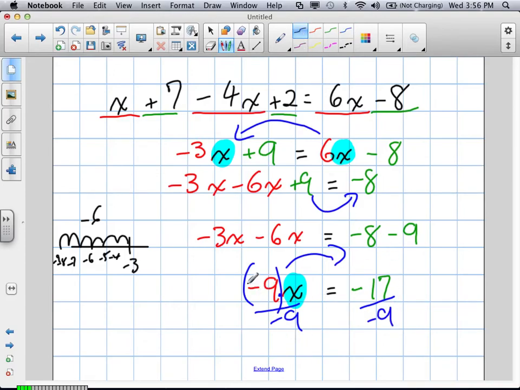So when we do that, these create a 1 and cancel out with x. Now this will be a positive number, 17 over 9. It'll be some decimal. But those are the steps in order to get x all the way by itself. There's quite a few steps we do there.